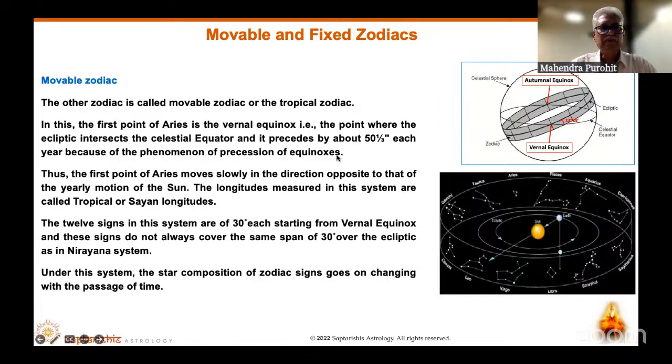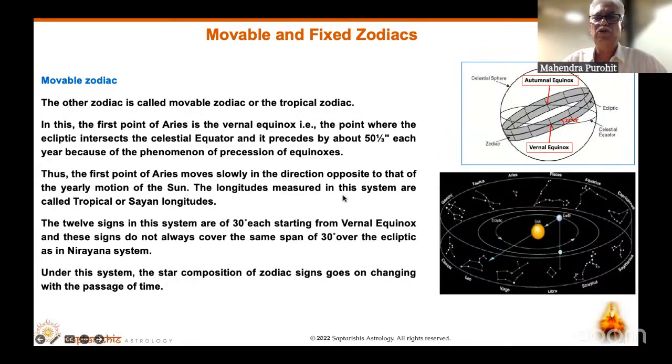That is called the movable zodiac, because this zodiac keeps on moving, and it starts from the vernal equinox. Under this system, the star composition will not remain the same. Suppose the zodiac starts from here, then for them Aries is from 0 to 30 degrees here, Taurus will be 30 to 60 degrees here, like this. So this is the movable zodiac. This is considered in Western astrology, the Sayana system of astrology.